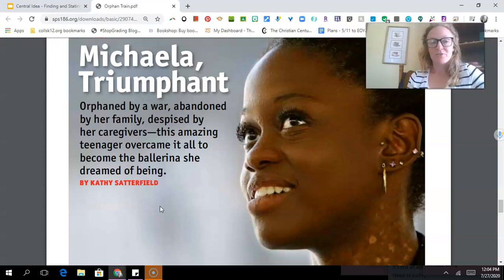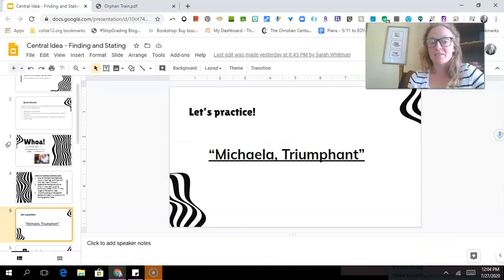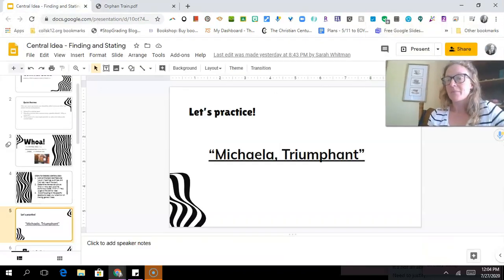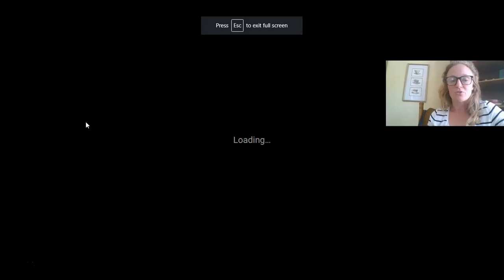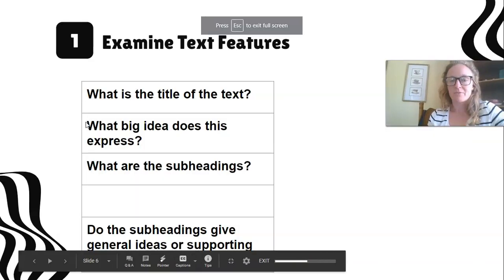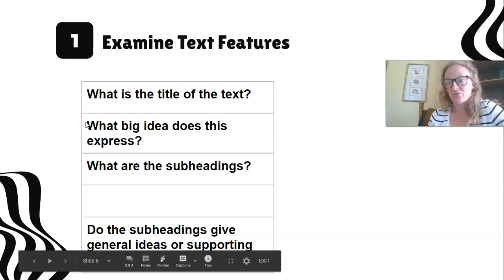Okay, hopefully you paused and you read the article. So now we're going to follow the steps that we talked about. So step one is that we're going to pay attention to the, oops, hold on one second. Okay, we're going to examine the text features of this article.